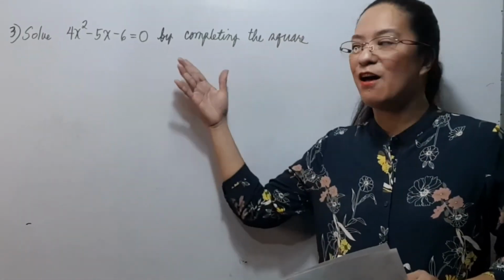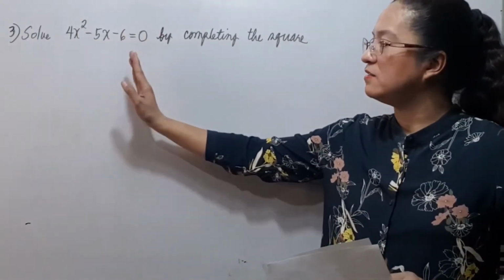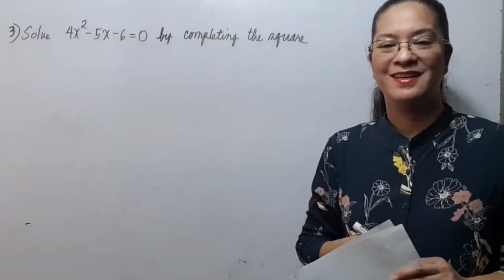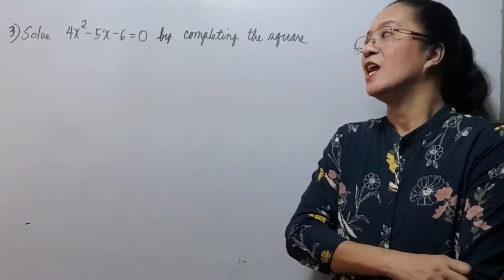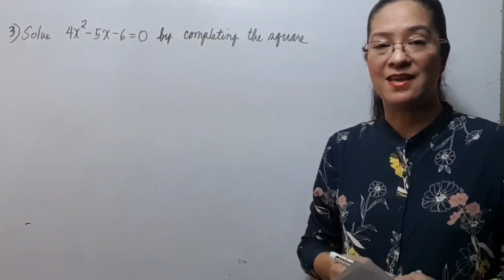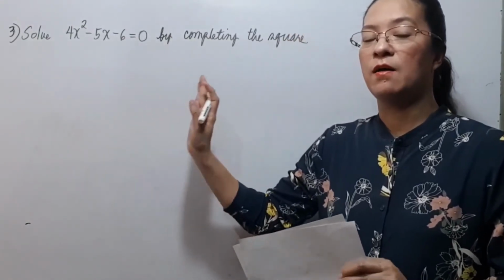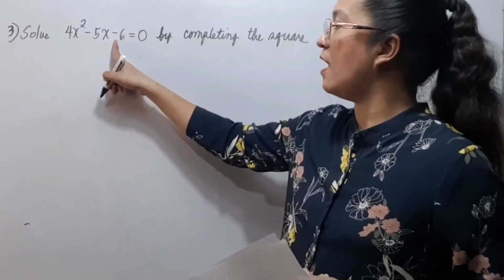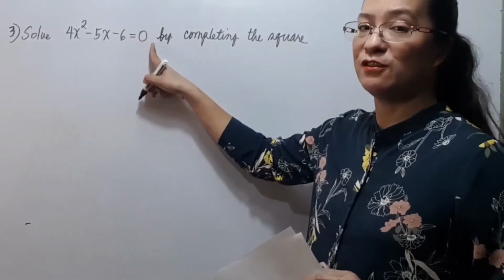Okay, so let's now have our third and final example. Solve 4x squared minus 5x minus 6 equals 0 by completing the square. Okay, so unlike example number 2, kailangan kasi yung constant term ay nag-iisa lang sa right side. So, we have to do free, no? The left side free of the constant term. So, alisin natin yon para mawala siya doon, we add positive 6 to the left. And we add also positive 6 to the right.